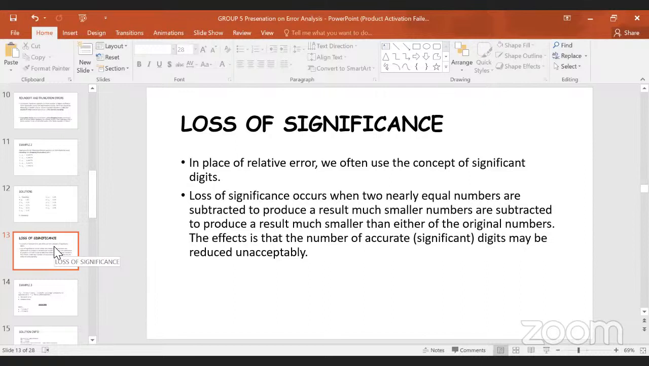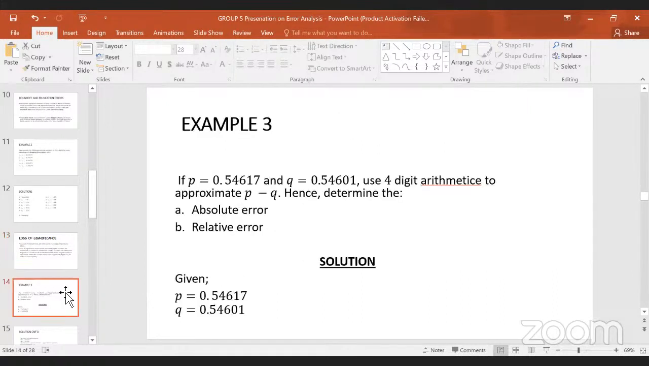Much smaller numbers are subtracted to produce a result much smaller than either of the original numbers. The first is that the number of accurate significant digits may be reduced unacceptably. So, we want to consider examples of that loss of significance.